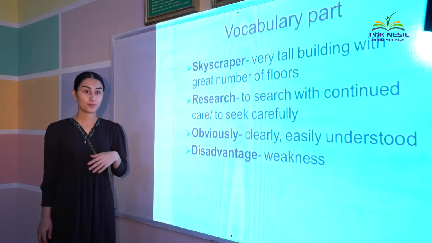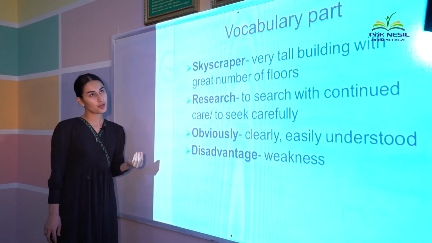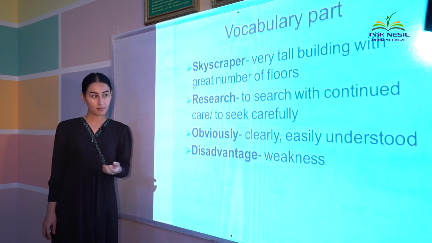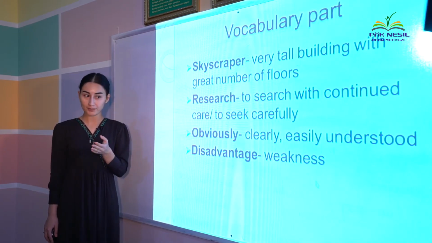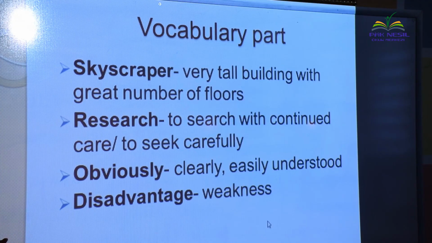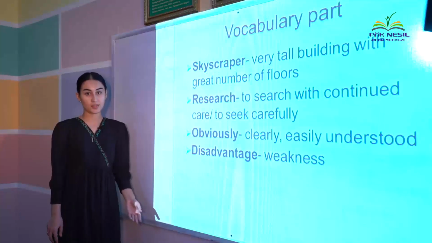It means what? For example, if we want to research about tea, I have to ask some questions of the people. Which kind of tea is mostly consumed by people? Green tea or black tea? That's why I do, for example, research, and I get some information. So this is the research. And obviously, it means clear and easily understandable. And disadvantage. Disadvantage means weakness, or we don't have any advantage. It means weaknesses.